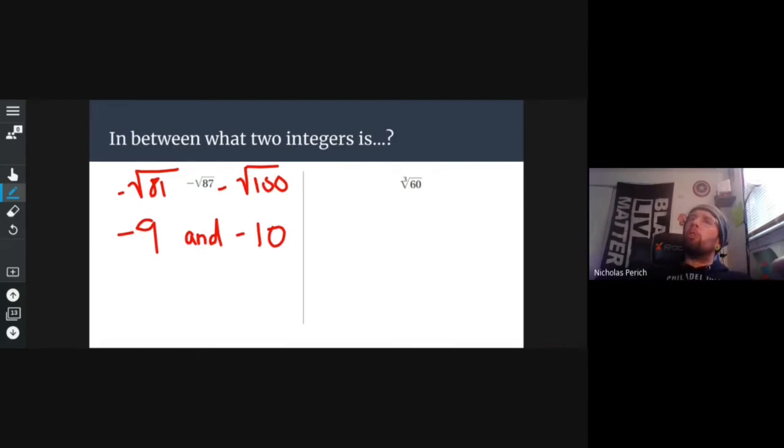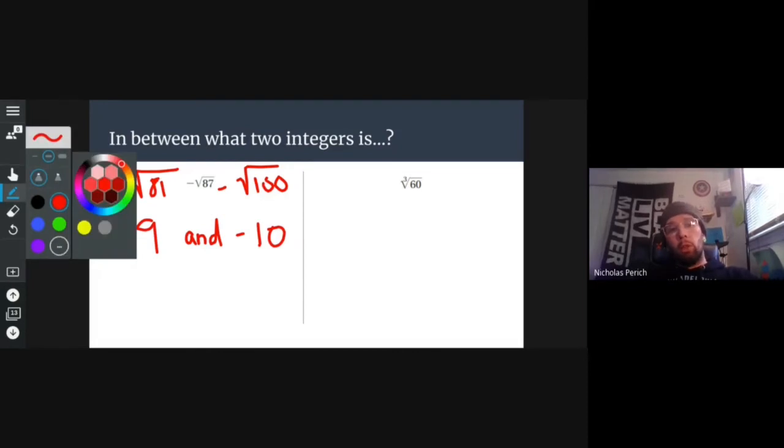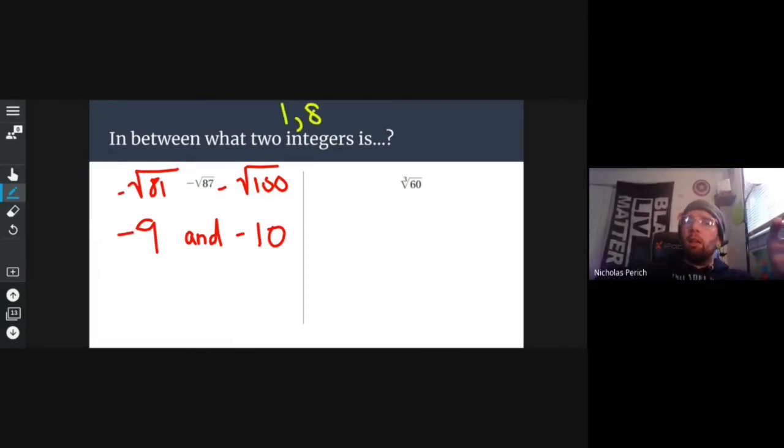The cube root's a little trickier. We don't have those memorized. The perfect cubes are 1, 8, 27, 64, 125. I think it's 256, but I could be wrong. I don't know. But these are the perfect cubes, the PC, if you will.